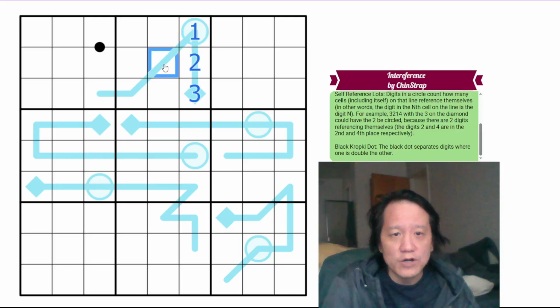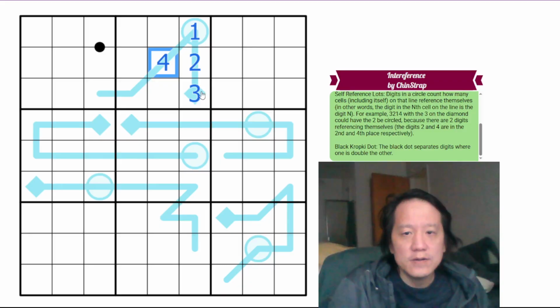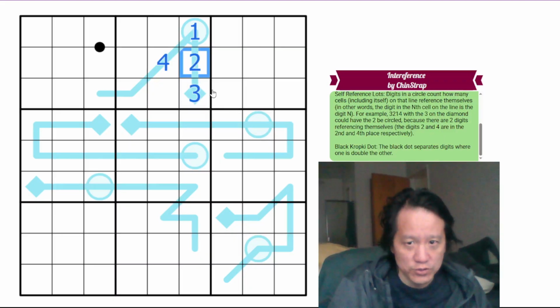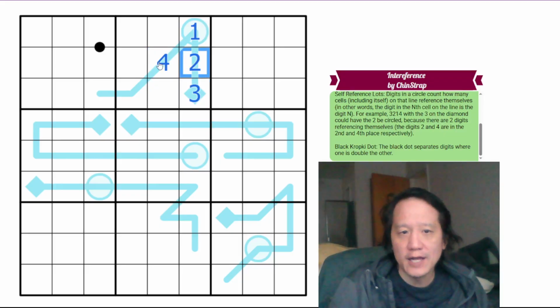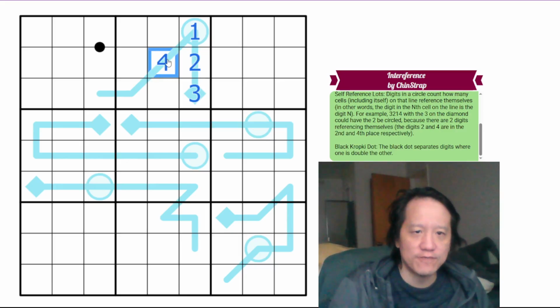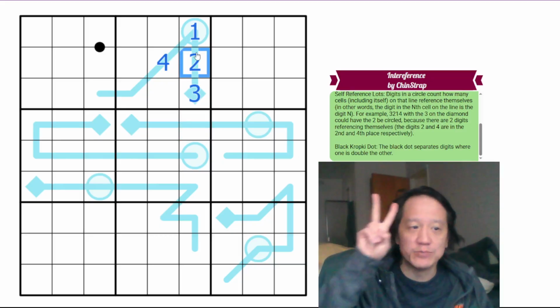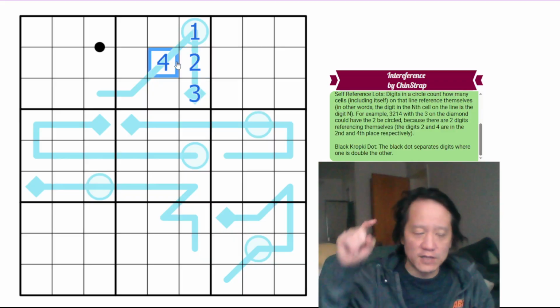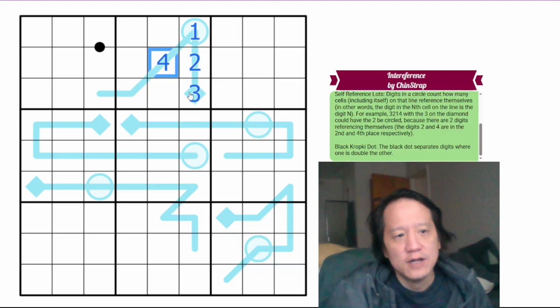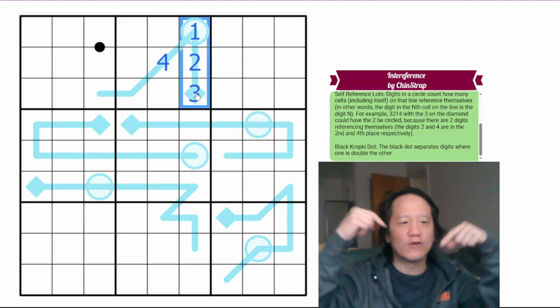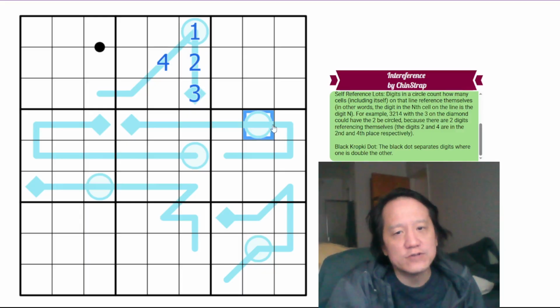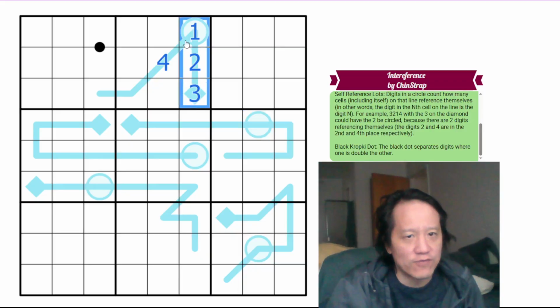If we had 3, 2, 1, 4, then with 3 in the diamond, it could have the 2 circled because there are 2 different digits referencing themselves. The digits 2 and 4 are in the 2nd and 4th place respectively, right? So the 2 says the 2 has to be in the 2nd spot, so it's self-referencing. The 4 is saying the 4 has to be in the 4th slot, and it's also self-referencing. The 3 is not. The 3 is saying the 1 has to be in the 3rd slot, and the 1 is saying the 3 has to be in the 1st slot. So they're not self-referencing. So the digit in the circle references how many digits are self-referencing. And that's how self-reference dots work.